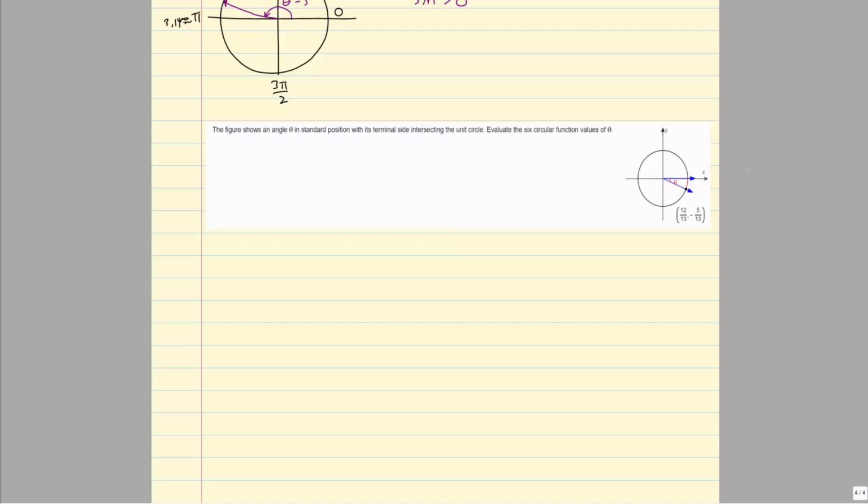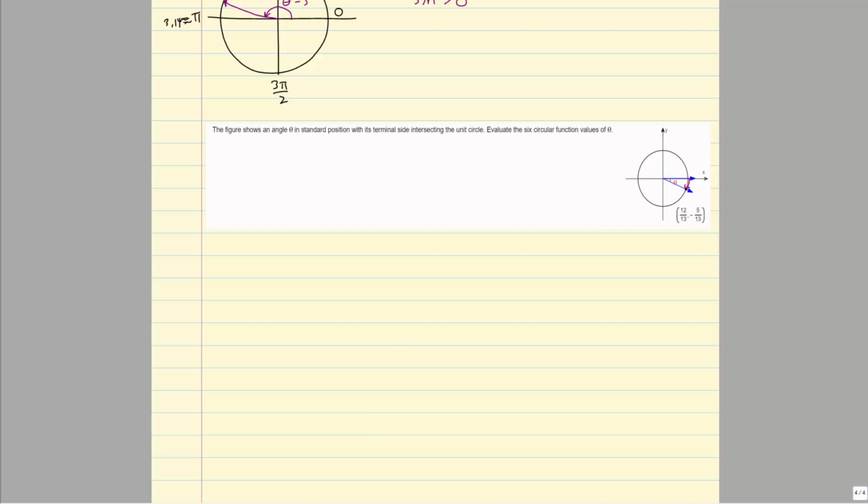It says the figure shows an angle theta in standard position. So it's not going clear around the unit circle in the counterclockwise direction. This is moving in the clockwise direction. So it's that smaller angle that's showing here. It says the figure shows an angle theta in standard position with its terminal side intersecting the unit circle. Evaluate the 6 circular function values of theta. Now there's a lot of different ways to do this. I'll try and take the easiest approach.